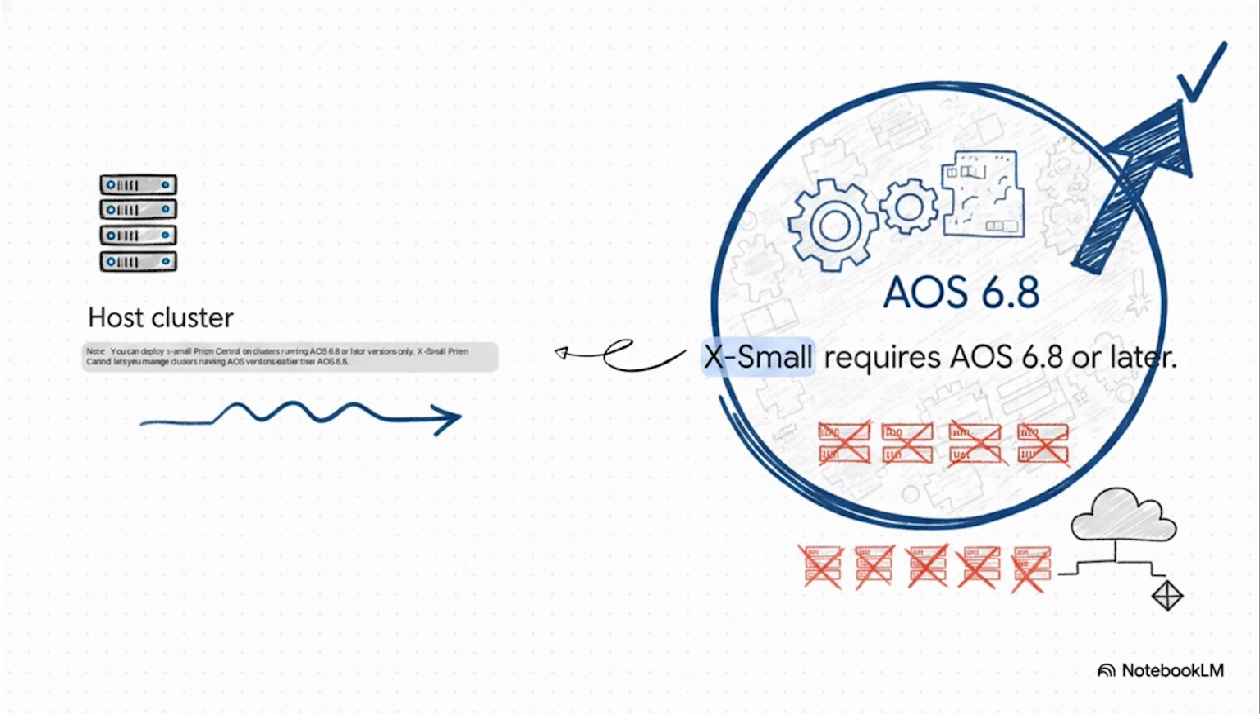And if you do decide to opt for that XSmall single-node footprint to save some resources, be hyper-aware of this strict limitation. The underlying host cluster, the one actually running the Prism Central VM, must be running AOS, which stands for Acropolis Operating System, version 6.8 or later. Now, you can use that XSmall PC to manage clusters running older versions, sure, but the specific cluster hosting the XSmall VM itself, that has to hit that 6.8 minimum requirement.